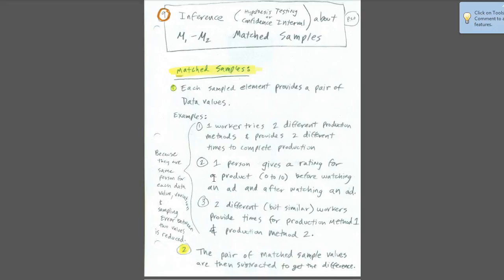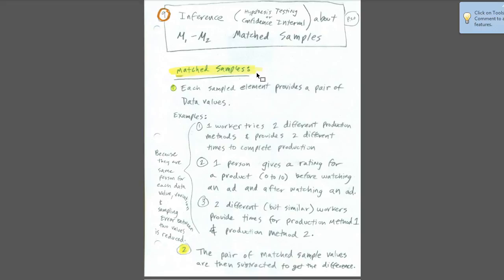Hey, in this video we want to talk about population difference, just like we've been doing for the last few videos in Chapter 10. But now we want to talk about matched samples. And we're going to look at inference, both hypothesis testing and confidence interval. Now, the nice thing about matched samples is that the calculations are a lot different than when we had two independent samples in our last couple videos.